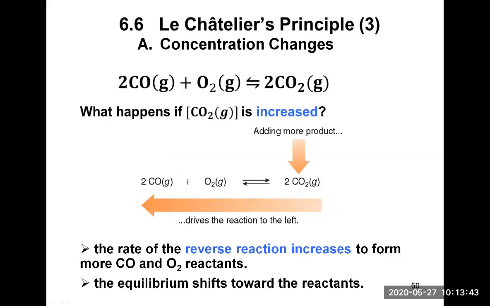So to consume more product, then the equilibrium has to be shifting to the left, and then from the product to go back to reactant. So the rate of the reverse reaction will increase to form more CO and O2 reactant. And the equilibrium will shift towards the reactant. So we say that the equilibrium is driven to the left.